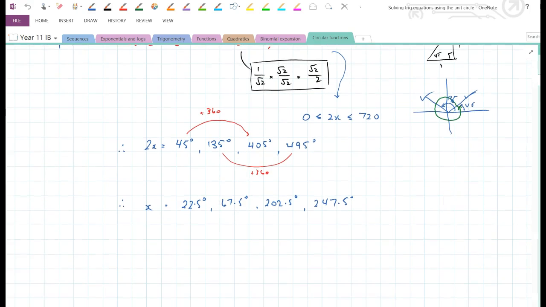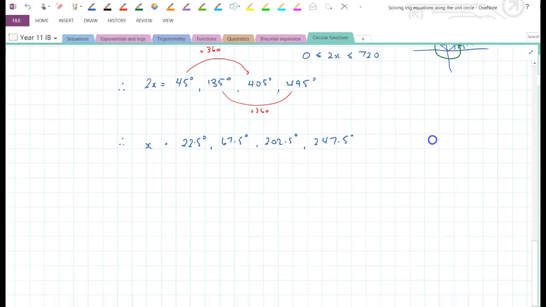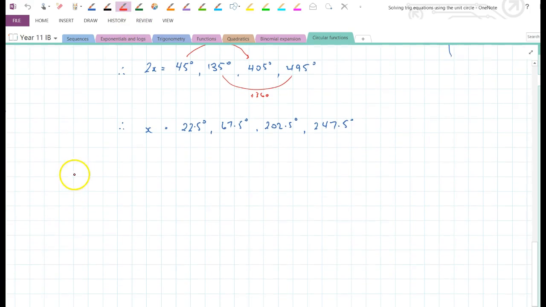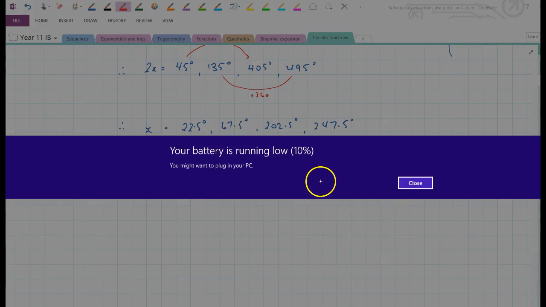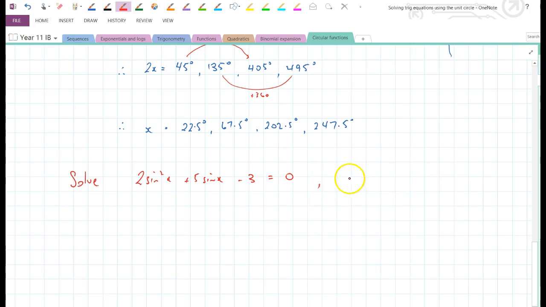Let's have a look at another example which is nice. We bring in now a quadratic, and it's on page 456. We're now solving 2 sine squared x plus 5 sine x minus 3 equals 0, from 0 to 2 pi.